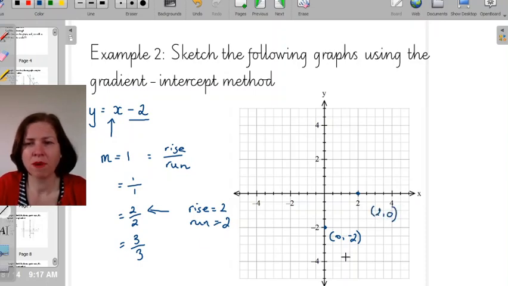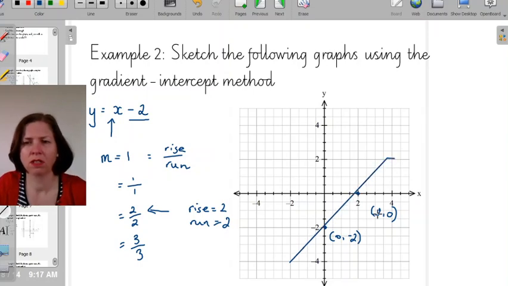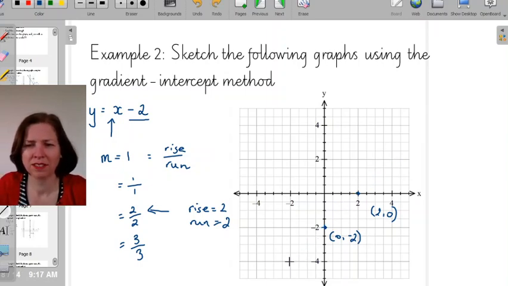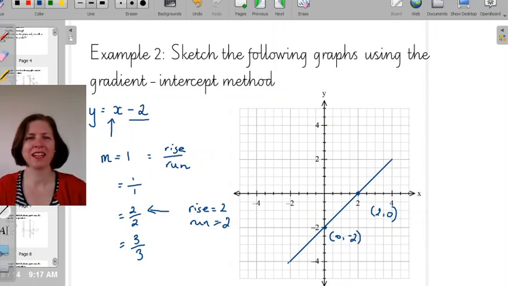My final step, remember, is to join them with a line. Straight line. Ooh, let's try that again. Straight line going right through both points. Come on. Oh, so annoying. One more try. Hang on. There, done. Okay. I can put some little arrows on the end, which shows that this line continues. It doesn't stop there. Okay, let's do another example.